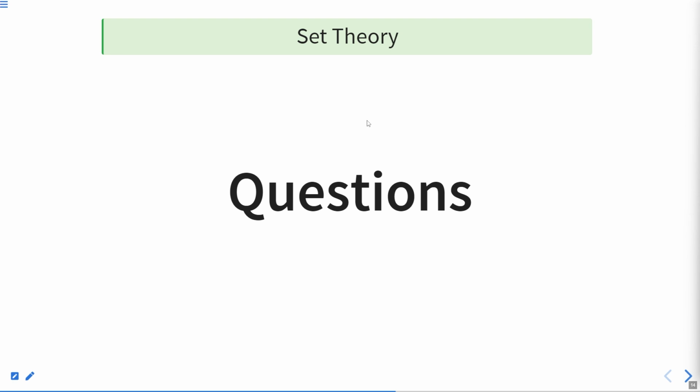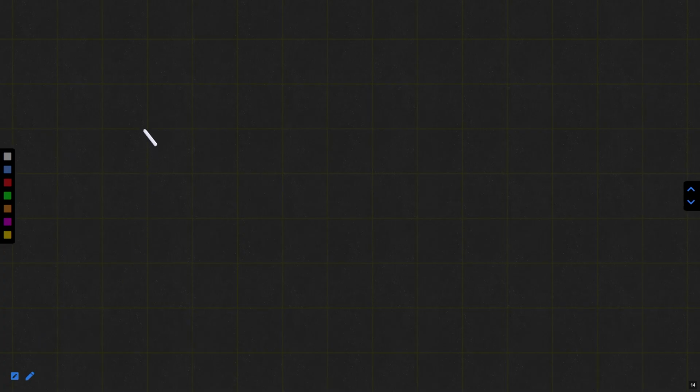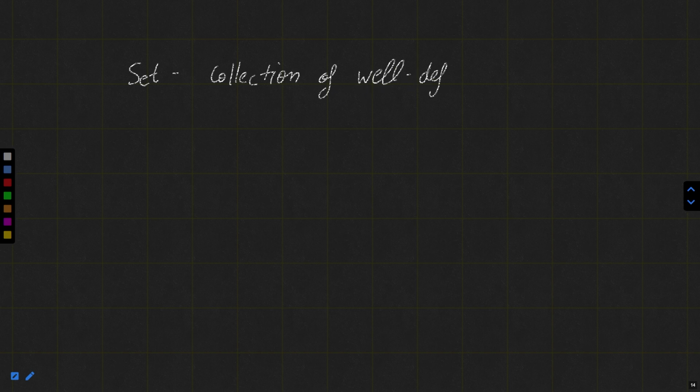Before starting with the questions, let me recall some of the important concepts and symbols from set theory. First, what is a set? You all know what a set is. A set is a collection of well-defined objects. Objects, one can say elements.